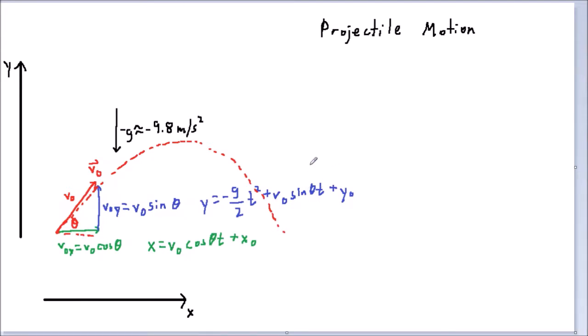And what else? The other thing we can do is we can find the range of this projectile, the horizontal range, rather. So for now, here we see we have these x0 and y0 terms.